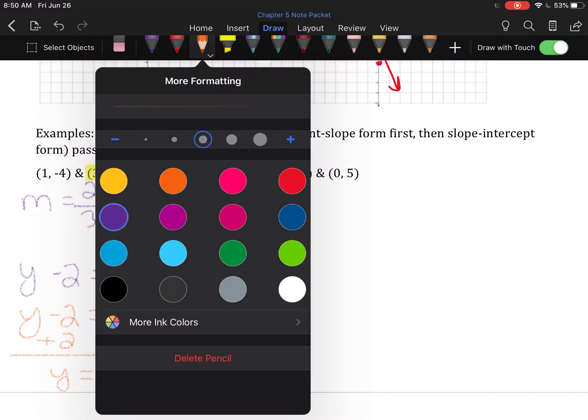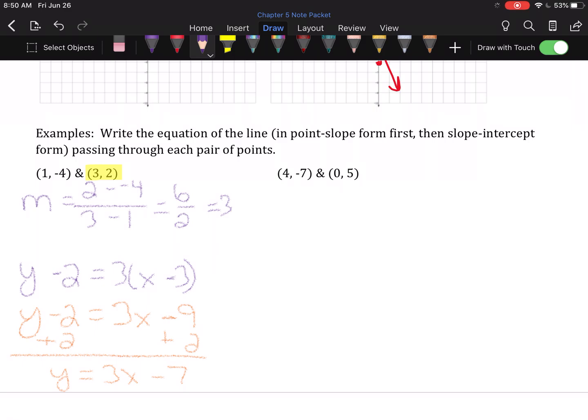Okay, so let's do this last example. We need a slope. So m equals 5 minus negative 7 over 0 minus 4. 5 minus negative 7 is 5 plus 7, that is 12. 0 minus 4 is negative 4. And 12 divided by negative 4 is negative 3. Now we have a slope. Again, it doesn't matter which ordered pair we pick. I'm going to use 0, 5 just because I think it'll be easier.